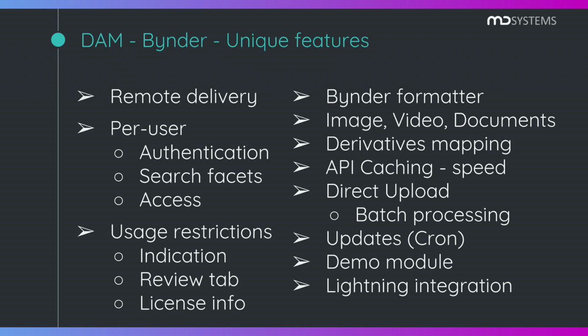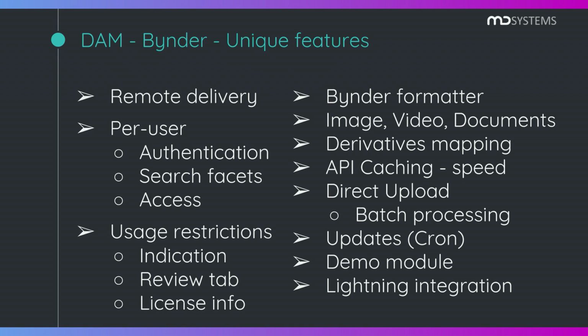Or maybe for a system that is connected to hundreds of websites with different contexts. It supports multiple asset types. Elvis is limited to image; here we have video and documents. It supports derivative mapping. We did a huge amount of work to speed up and avoid API calls. We have batch processing to deal with maybe size limitations when you upload.